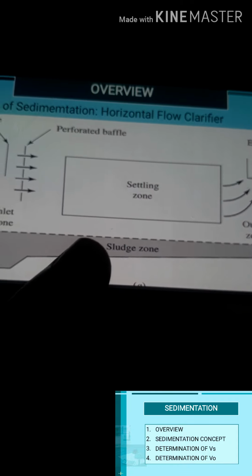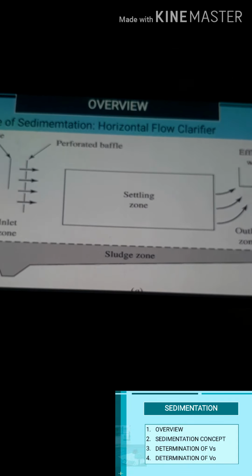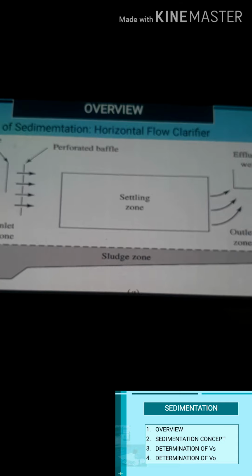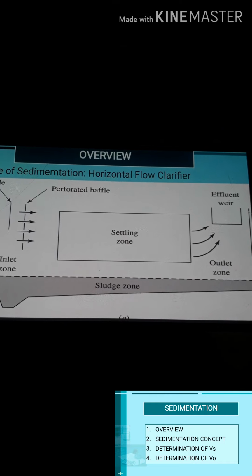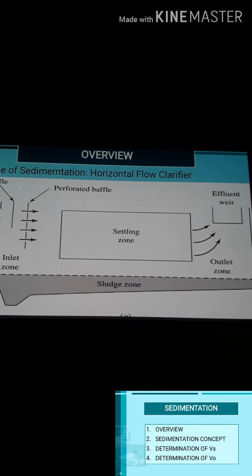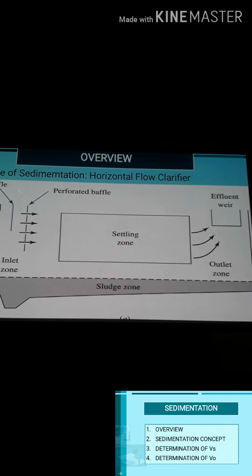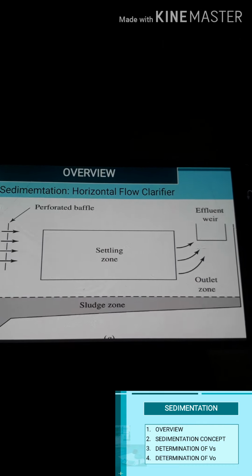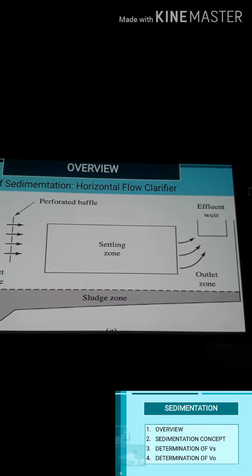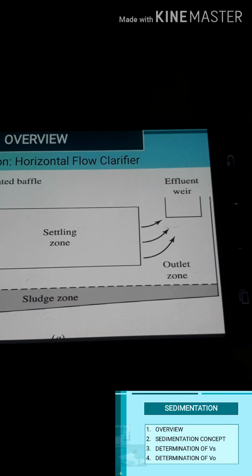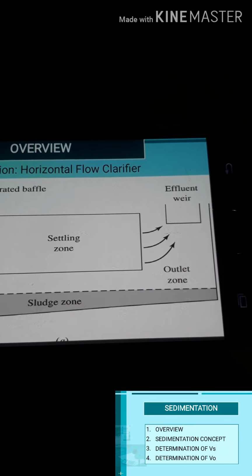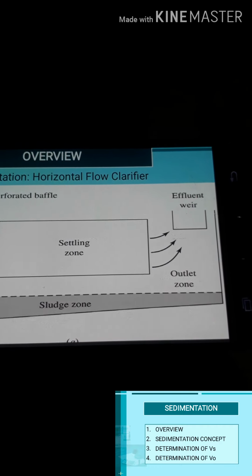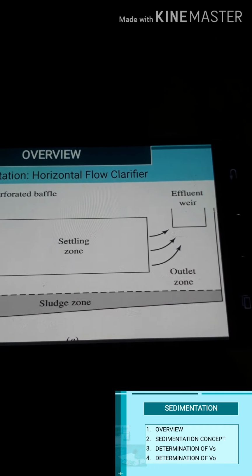For our sludge zone, the configuration and depth of the sludge storage zone depends upon the method of cleaning, the frequency of cleaning, and the quantity of sludge estimated to be produced. All these variables can be evaluated in the sludge storage zone design. And our outlet zone is designed so as to remove the settled water from the basin without carrying away any of the floc particles.